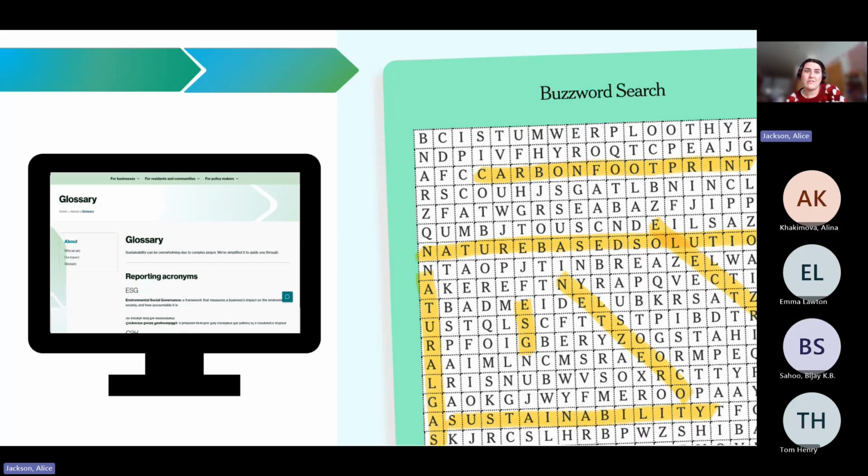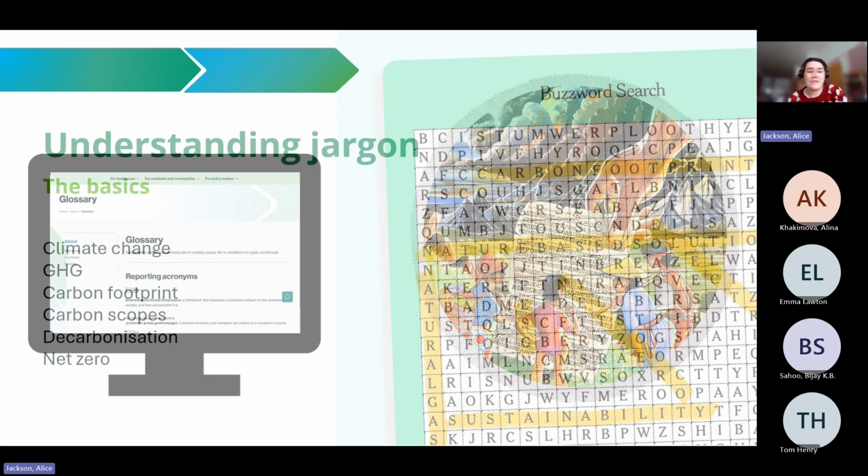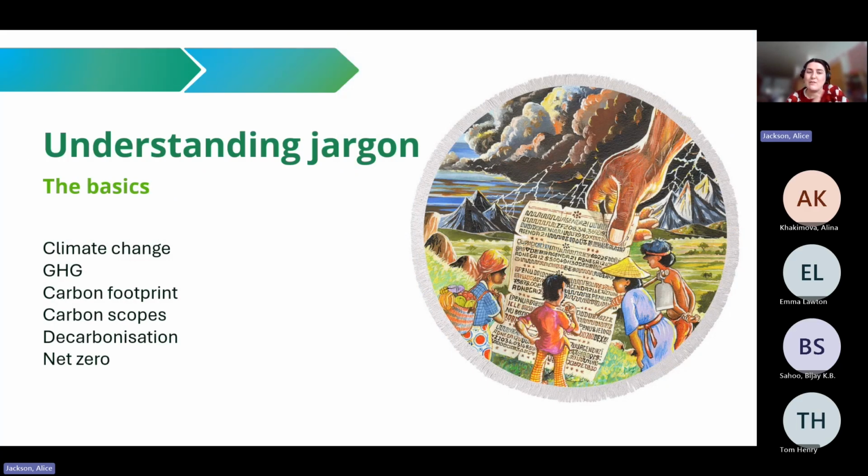of those. One of those is the reporting acronyms, where you see a lot of these, like ESG and what that means. It breaks down those reporting phrases for you. It also breaks down some sustainability and carbon jargon and phrases that are used about those areas of learning. I'll just go through a couple of the main ones for understanding the basics of the jargon.